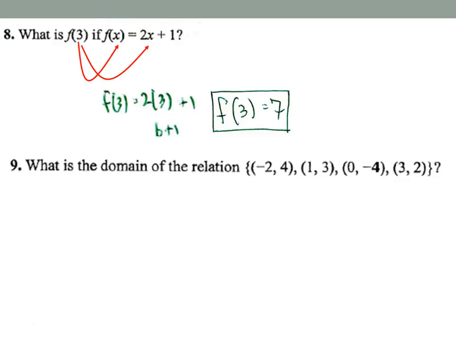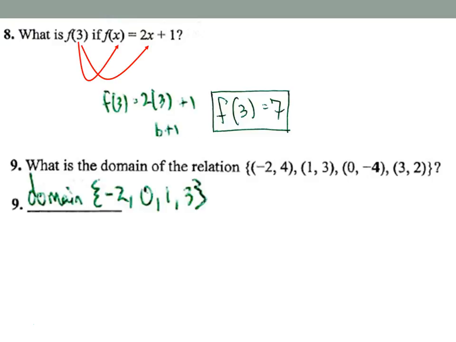All right. Sorry, guys, had to take a drink there. Of grape juice. Okay, what is the domain of the relation? So I have all of these different coordinate points, and I know that domain is all of the... If you said x value, you're correct. I'm just going to put them in order, all the x values, from least to greatest: negative 2, 0, 1, 3. Kaboom, boom, done.